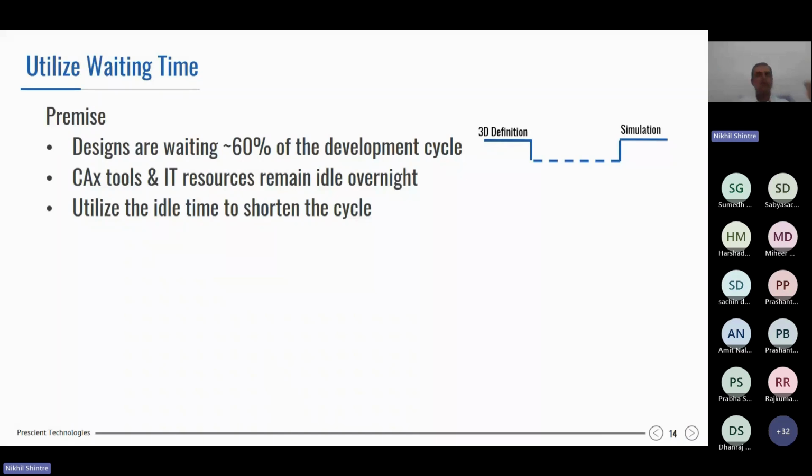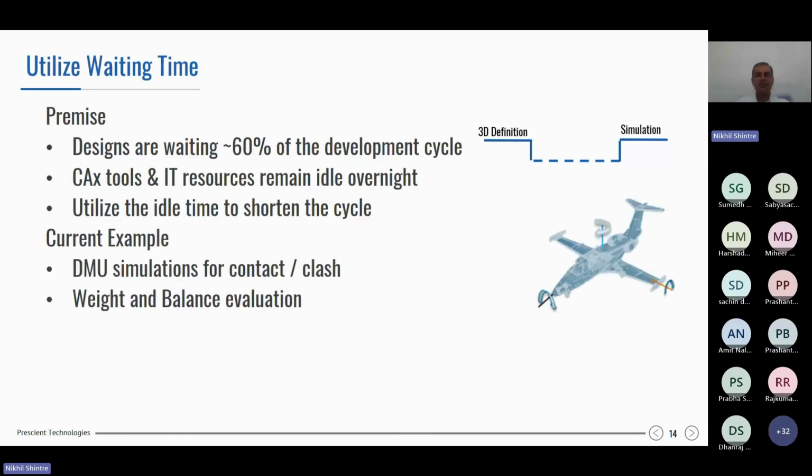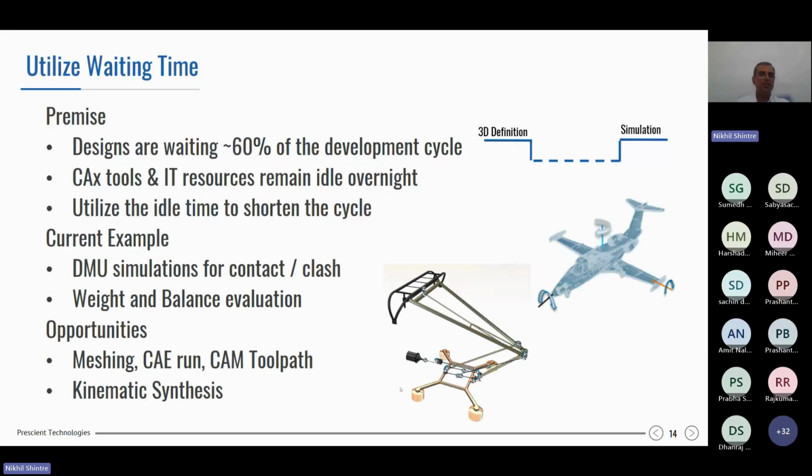So we want to utilize idle time to shorten the cycle. And there are already some existing cases where this happens. For example, when you have a PLM, typically the PLM has certain modules which allow you to do some kind of DMU simulation for contact or clash. Typically this happens in a waiting time, or it might happen overnight as a scheduled job. Similarly, there could be weight and balance evaluation. So this again happens in the idle time. We are saying, can this idea be extended to more opportunities like meshing or the CAE run, then CAM toolpath or kinematic synthesis, and there could be many such things.